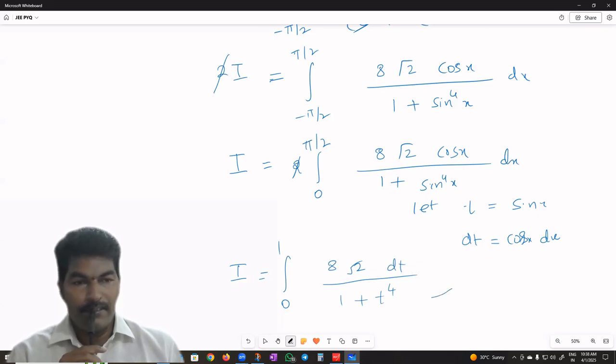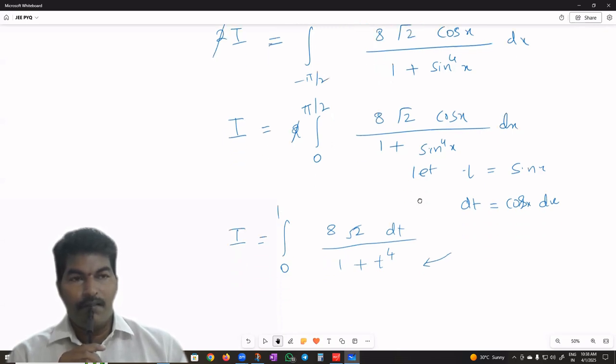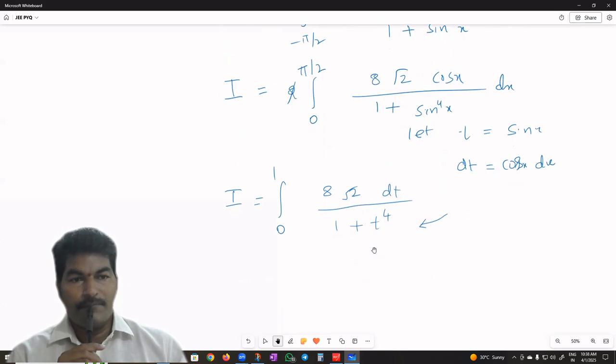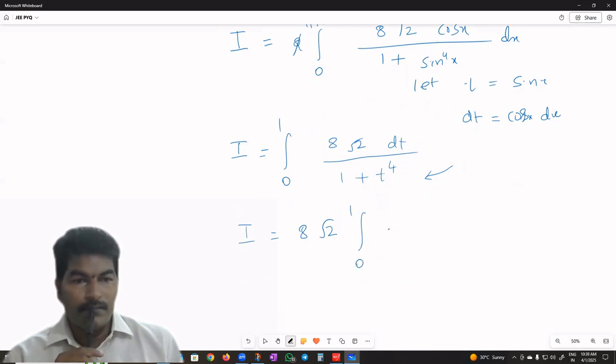Now look at this part. This is a very, very important part. Often you can see this part, 1 plus t power 4. How to solve this part is very important. Look how I am splitting this. So I is equal to 8 root 2, from 0 to 1, and we will write it down here.